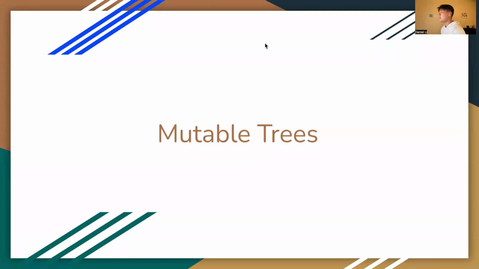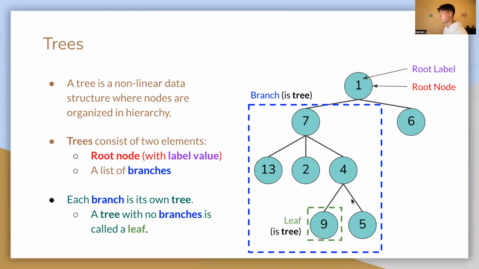All right, hey guys. So in this video, I'm just going to go over a quick mini lecture on mutable trees. All right, so to recap on trees, a tree is a nonlinear data structure where nodes are organized in hierarchy. And you can see this visually on the right here. A tree consists of two elements, a root node and a list of branches. Each branch can also be its own tree. And then each tree without a branch is considered a leaf node.